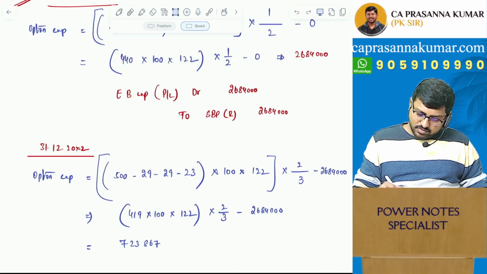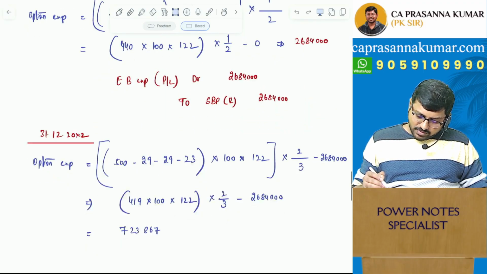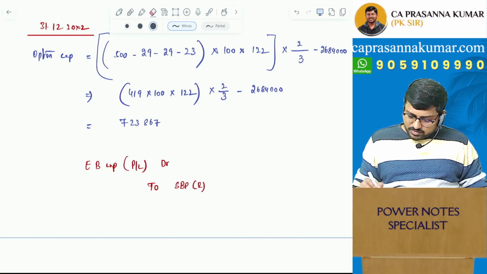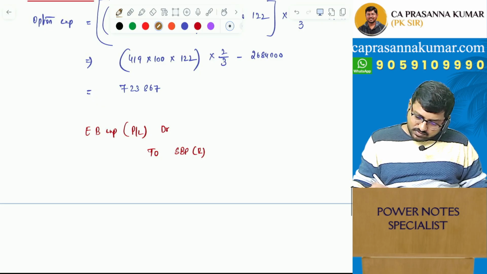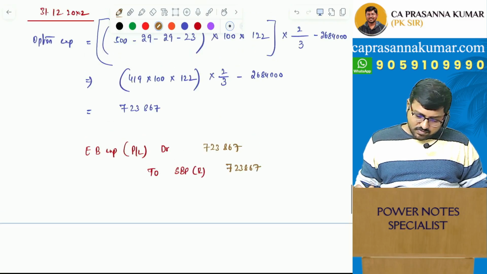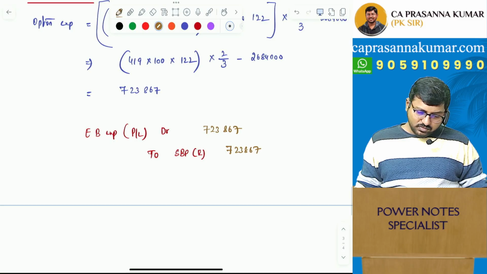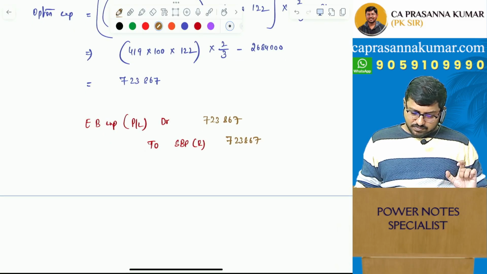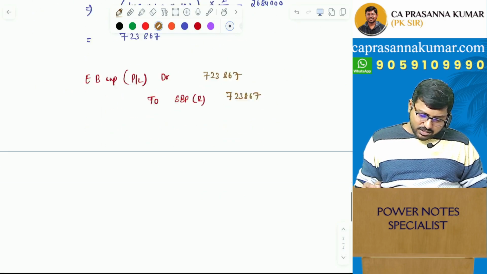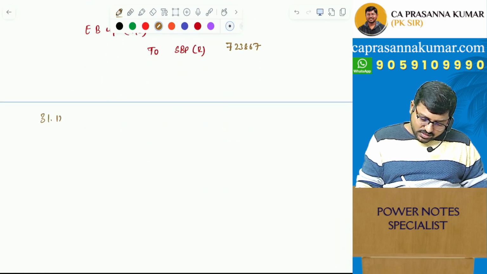Copy. Paste. Let's change the number to 7,23,867. That's it. Done. Next date. 31st December 20x2 is done. 31st December 20x3 is the next date.